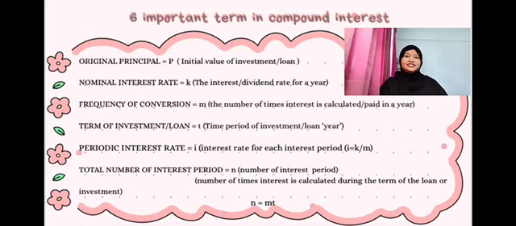So, there are 6 important terms in compound interest. The first term is P, original principal. Second, K, nominal interest rate. Third, M, frequency of conversion. T, term of investment or loan. I, periodic interest rate. And lastly, the total number of interest periods is N.